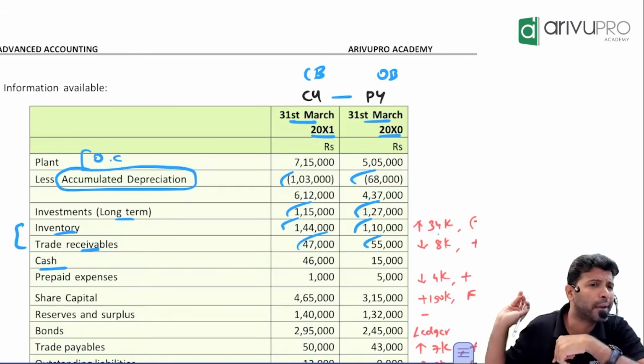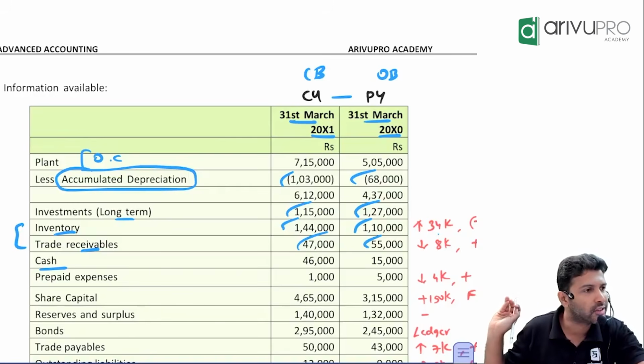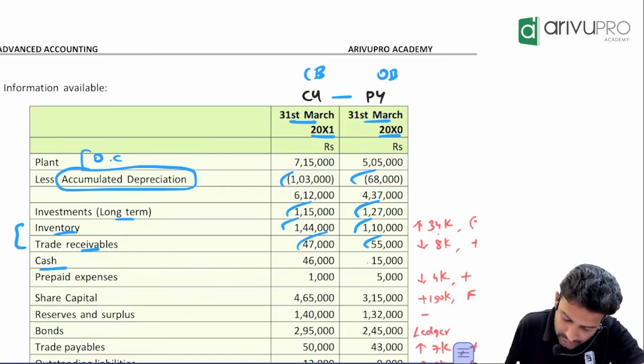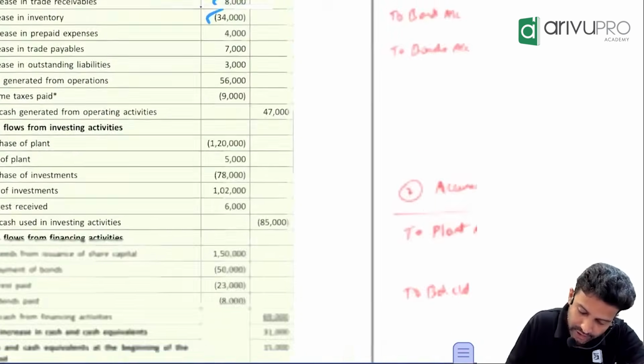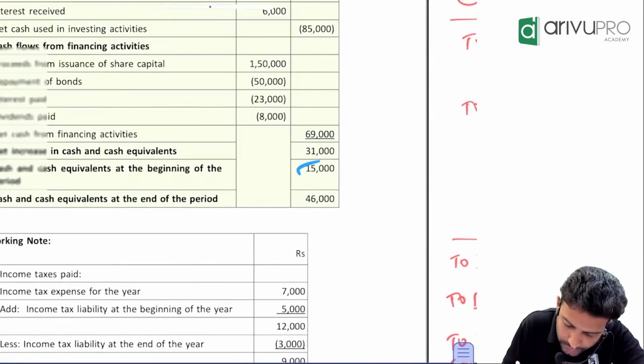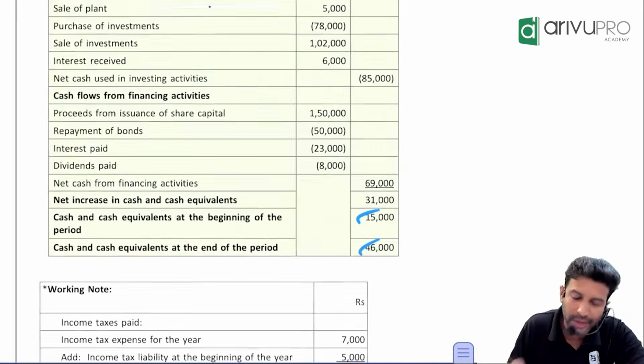Okay. Next, cash. Cash we have at the end. Opening cash balance and closing. Opening is how much? 15. Closing is 46. Opening is 15, closing is 46. The format will capture that. Yes, no?